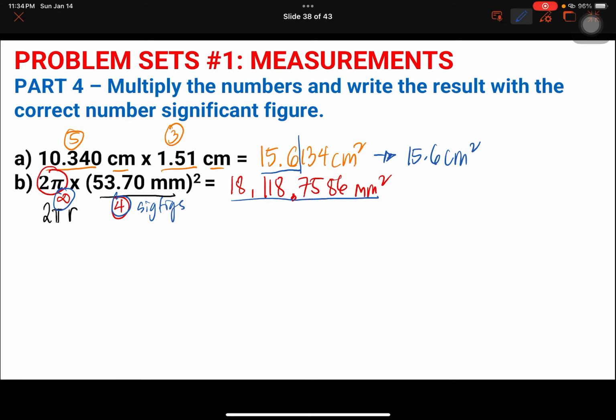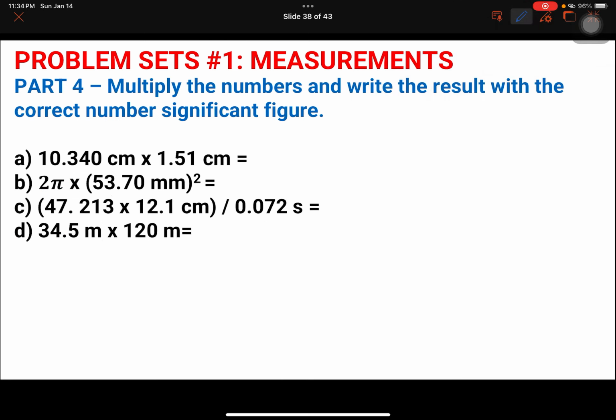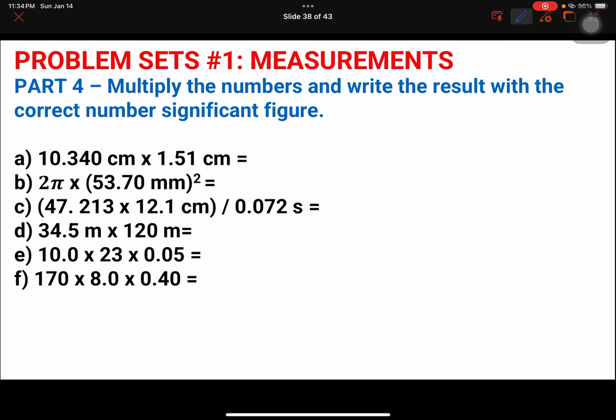So, paano natin gagawin 4 sig figs, no? So, gagawin natin 1, 8, 1. So, if we round up, di ba, tatlo na to. So, kailangan na natin i-round up to. So, magiging 2, 0. Okay? So, our answer here will become 18,120 mm squared. Okay? Hopefully, nagigets nyo yung ating discussion. So, I will give the 4 problems na sa inyo. So, I will clear this. So, C, D, E, and F will be your part of your problem sets.